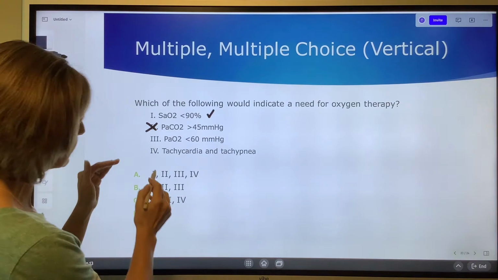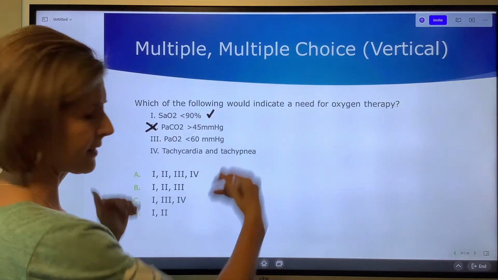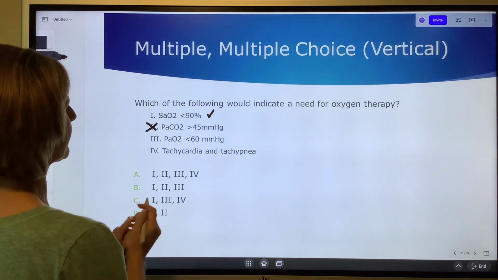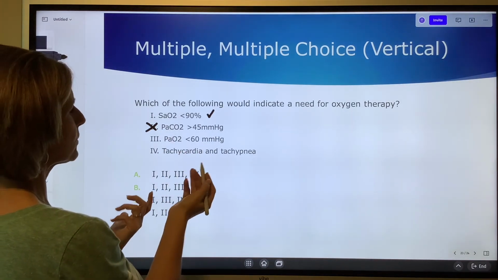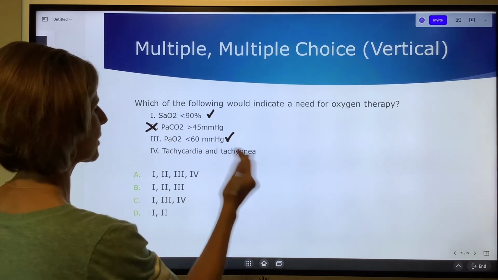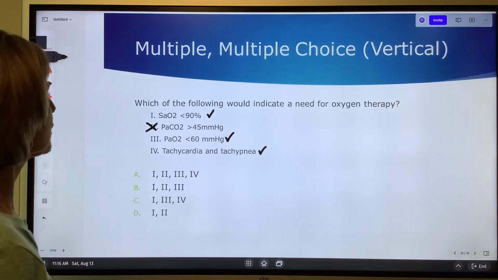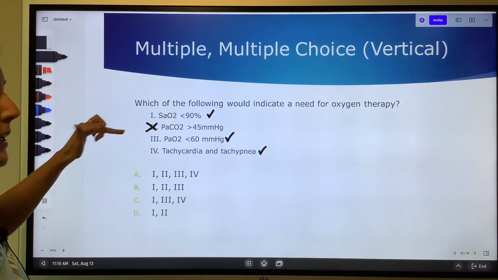And so when I look down here to find the right options, I'm going to roll through it, and then I'm going to show you down here and incorporate some test taking skills. A PaO2 of less than 60, that's definitely going to be a reason for oxygen. And if a person's tachycardic and tachypneic, we already talked about that a while ago, that's an indication. So the answer is 1, 3, and 4.